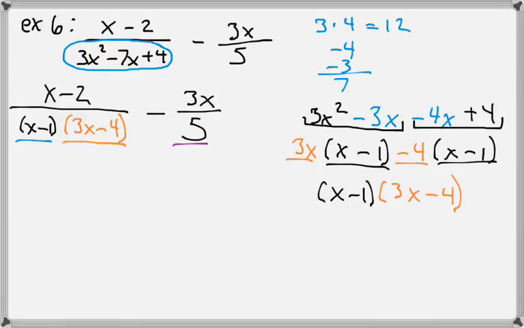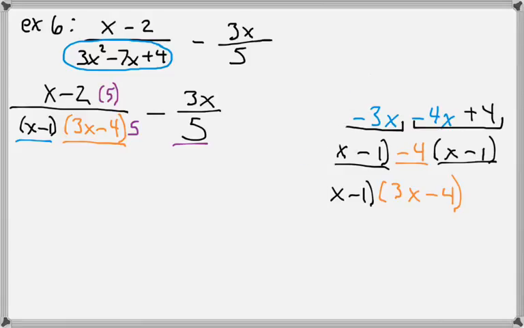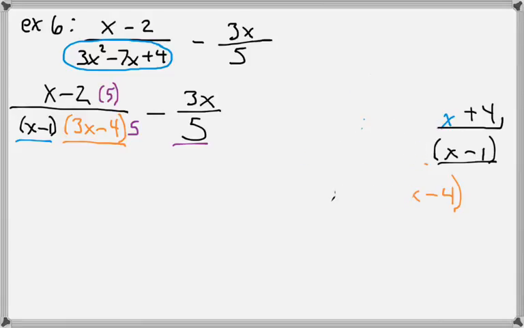So on the first guy, I'm missing the 5. So I'm going to multiply top and bottom times 5. And on the second guy, let me make some room, erase this stuff over here. I'm going to need to multiply by the blue, which is the x minus 1, top and bottom. And I'm going to have to multiply by the orange, 3x minus 4.